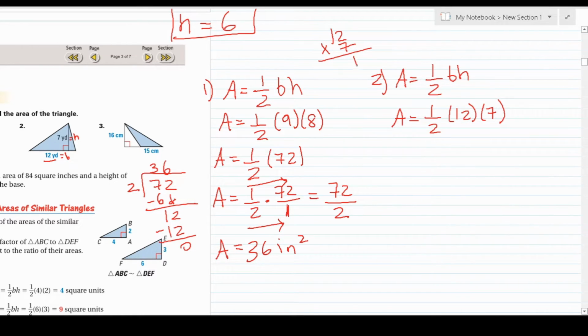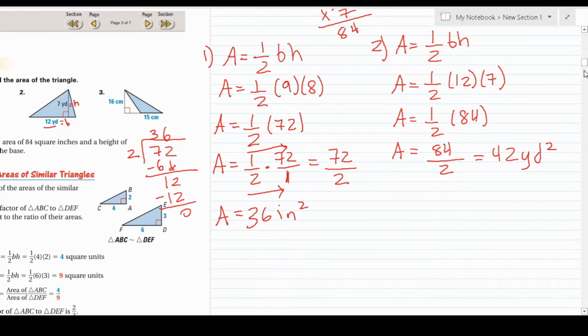2 times 7 is 14. Carry your 1. 7 times 1 is 7 plus 1 is 8. Therefore, we know 12 times 7 is going to be 84. Again, since I showed you what was going on over here, let's just go ahead and go right to this. This is the same as 84 over 2. 2 goes into 8 4 times. 2 goes into 4 2 times. So we know the area of this one is 42 yards squared, or 42 square yards.